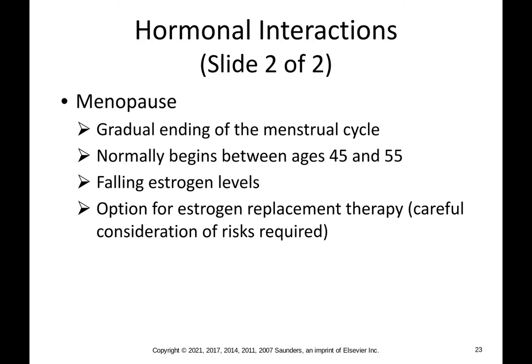Menopause is the gradual ending of the menstrual cycle. It normally begins between ages 45 and 55. It's characteristic with falling estrogen levels. And there is an option for estrogen replacement therapy, or also it's referred to as hormone replacement therapy, HRT, but there's definitely risks to these therapies, so careful consideration should definitely be required.